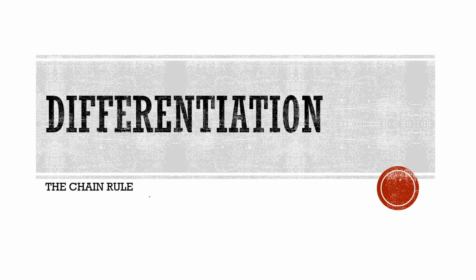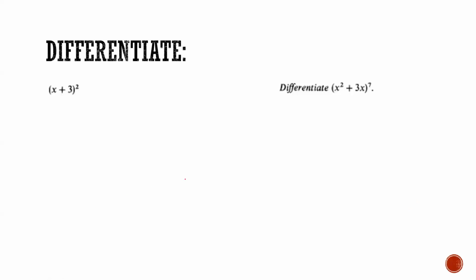In this video, we'll be looking at the chain rule. So first off, we'll try to differentiate the functions that we've been given here. So we let this function be equal to y. How do you think we would do this?